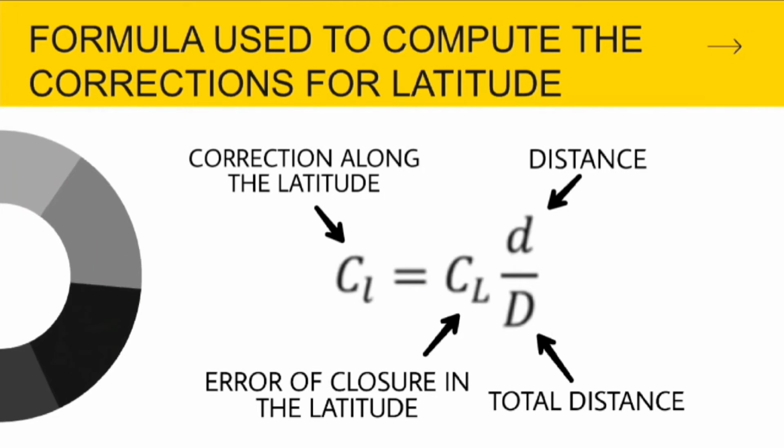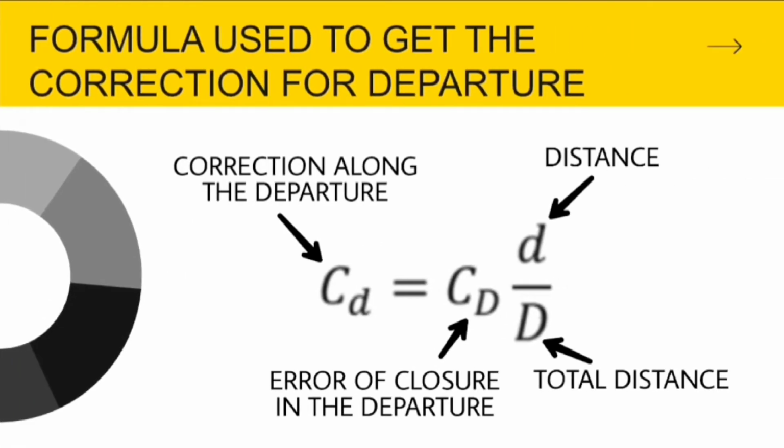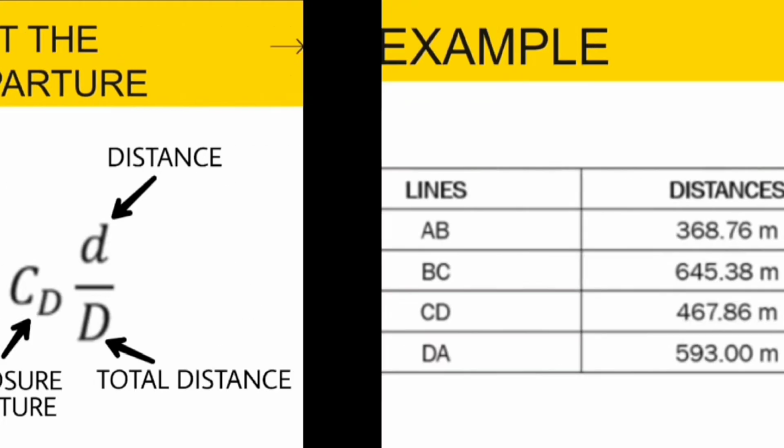Here we have the formula used to compute the correction for latitude. The correction along the latitude is equal to the error of closure in latitude times the distance over the total distance. Now we have the formula used to get the correction for departure. The correction along the departure is equal to the error of closure in the departure times the distance over the total distance.